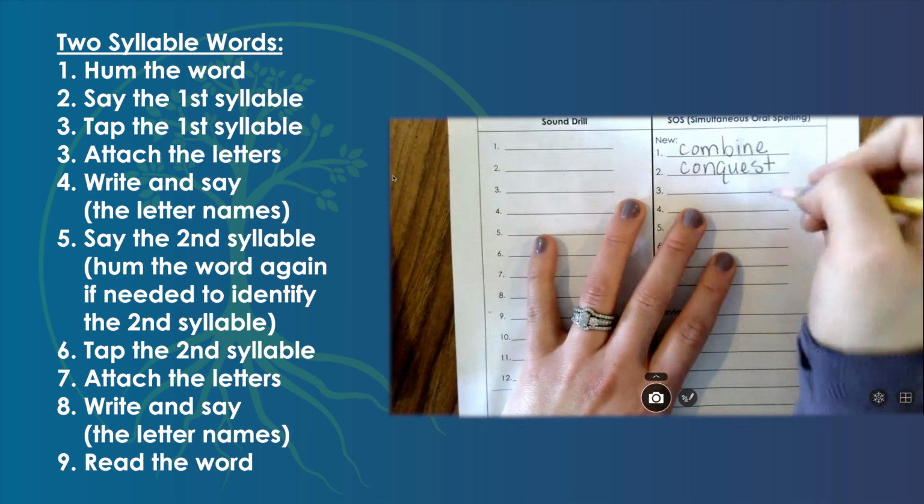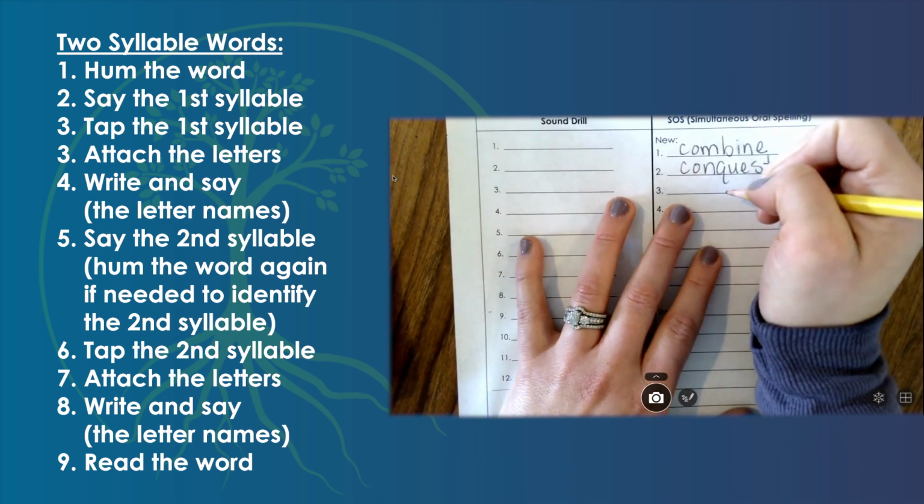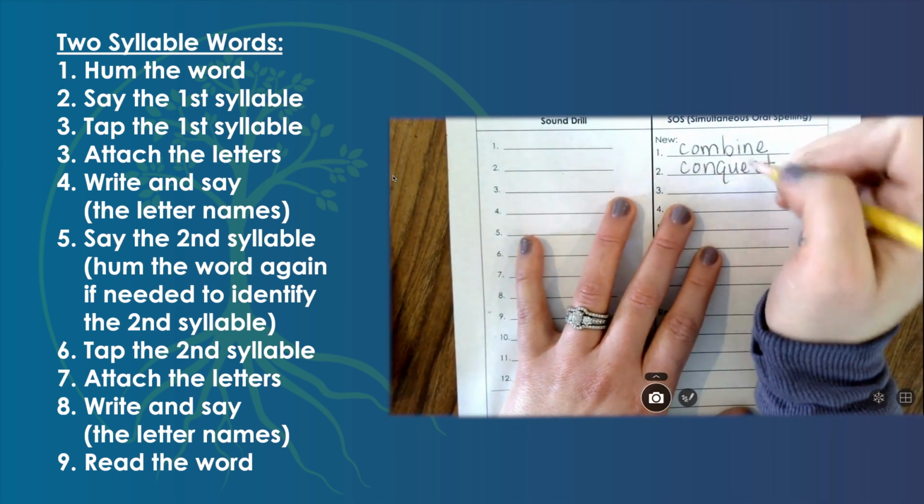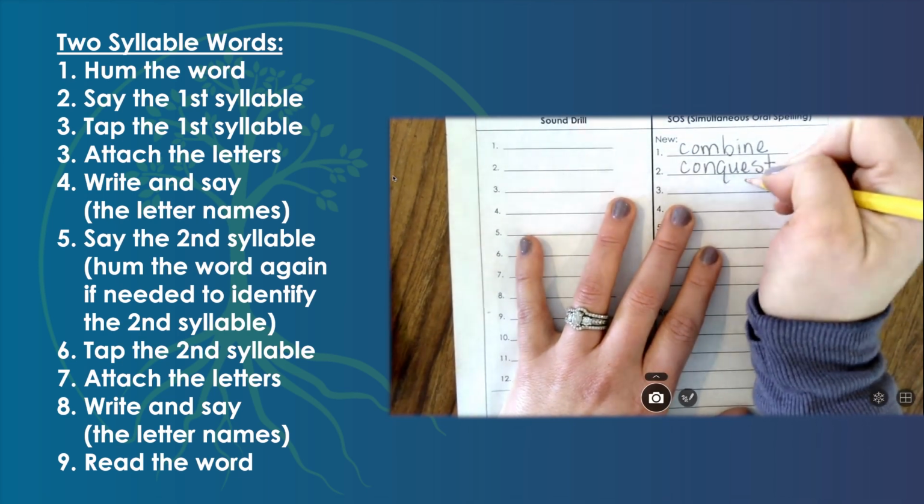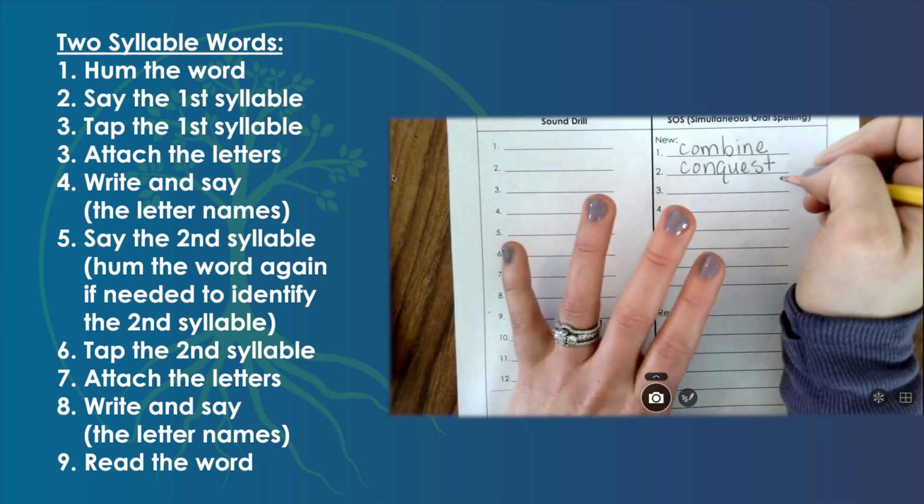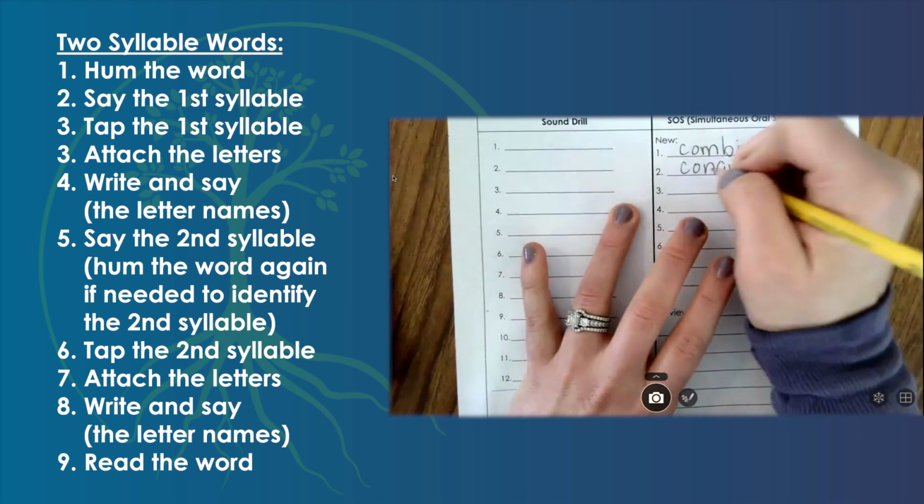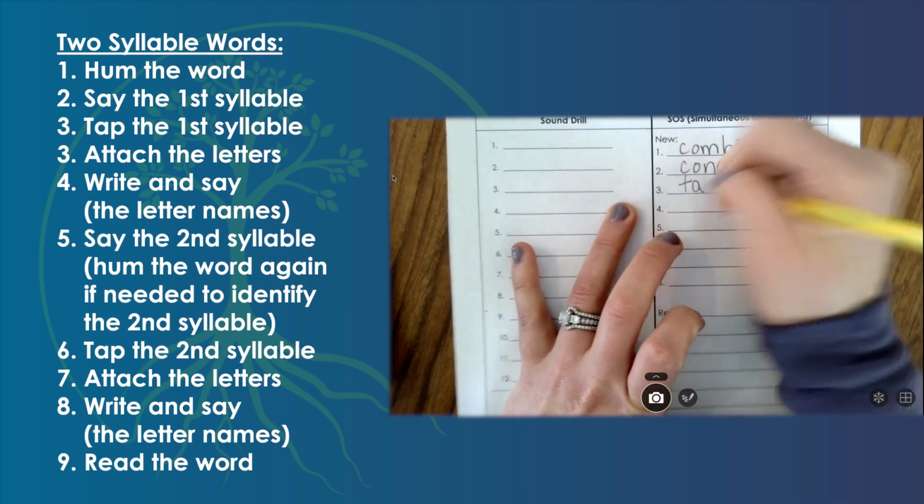Let's do one more. This one's going to be a consonant L-E word. So the word is table. So hum table. What's our first syllable? Ta. Tap the sounds. T, A. Attach the letters. T-A. Write and say T-A.